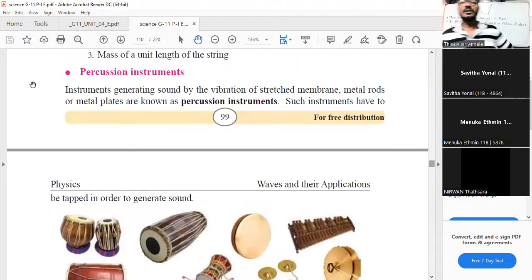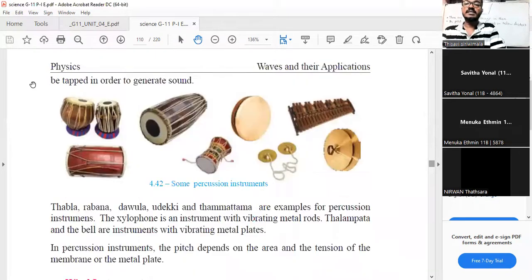Instruments generating sound by the vibration of stretched membrane, metal rods, or metal plates are known as percussion instruments. Such instruments have to be tapped in order to generate sound. Right? Names are not needed.